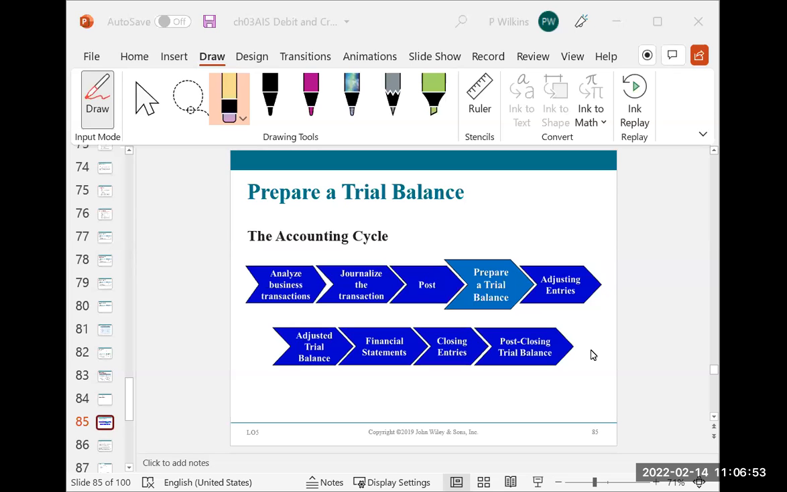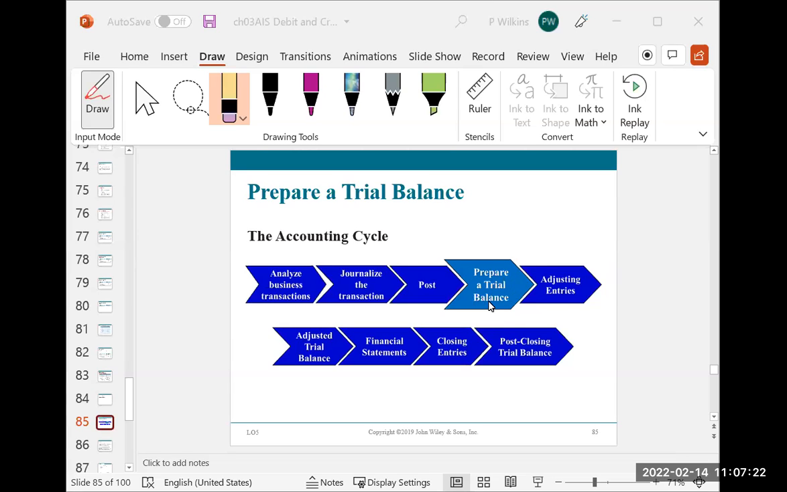Okay, so this is actually preparing the trial balance, and preparing the trial balance is a relatively easy thing to do. And in the real world, you do the trial balance, and then from there you do the adjusting entries, and then you do an adjusted trial balance, and then you do the financial statements. So we haven't learned how to do adjusting entries yet. That will be the next chapter.